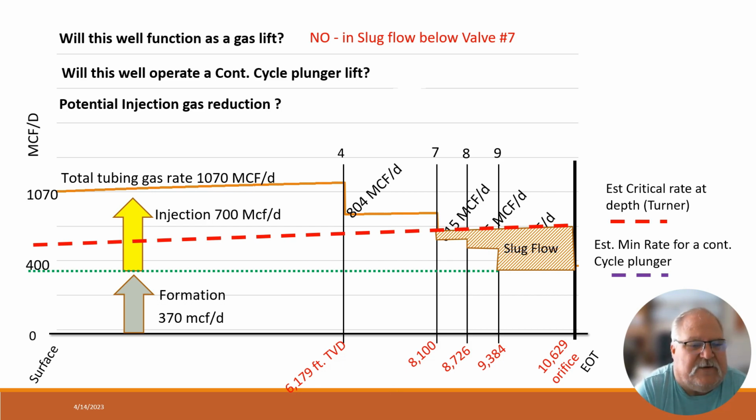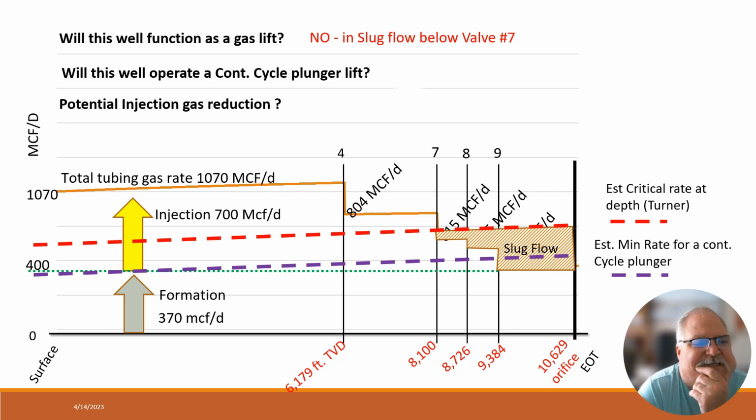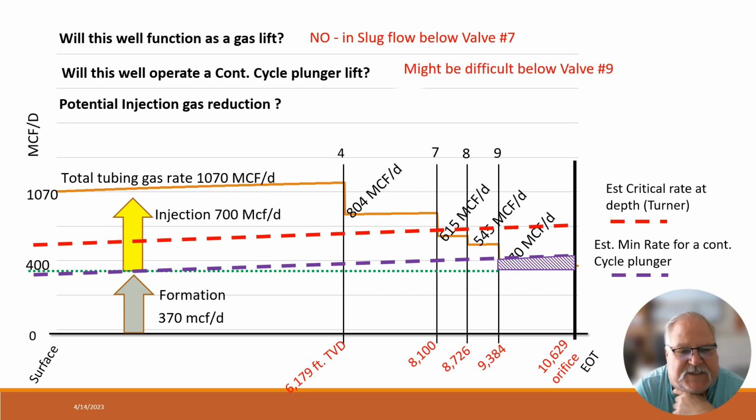And then we say, okay, if we put a plunger lift in there, what would happen if we didn't change anything? Well, if we assume that the well's minimum rate for a continuous cycle plunger is 60%, here's what our requirement would be, this purple line. And this is actually what the formation gas is. And we know from valve 9, we're fully reliant on what the formation inflow is. And we're very close, we're a little bit shy of what our calculation is.